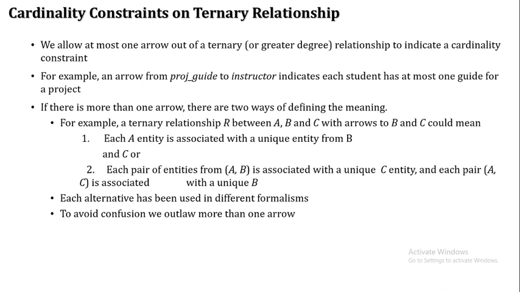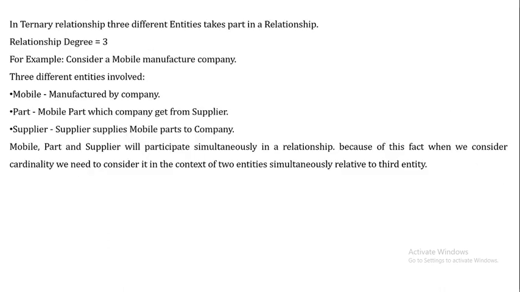Now it is very important to understand, what we have spoken about till now is only cardinality in the case of a binary relationship. Then what about a ternary relationship? We are going to find it out. What happens in this case? We allow at most one arrow out of a ternary or greater degree relation to indicate a cardinality constraint. For example, an arrow from a project guide to instructor indicates each student has at most one guide. We'll just take a small example on this one.